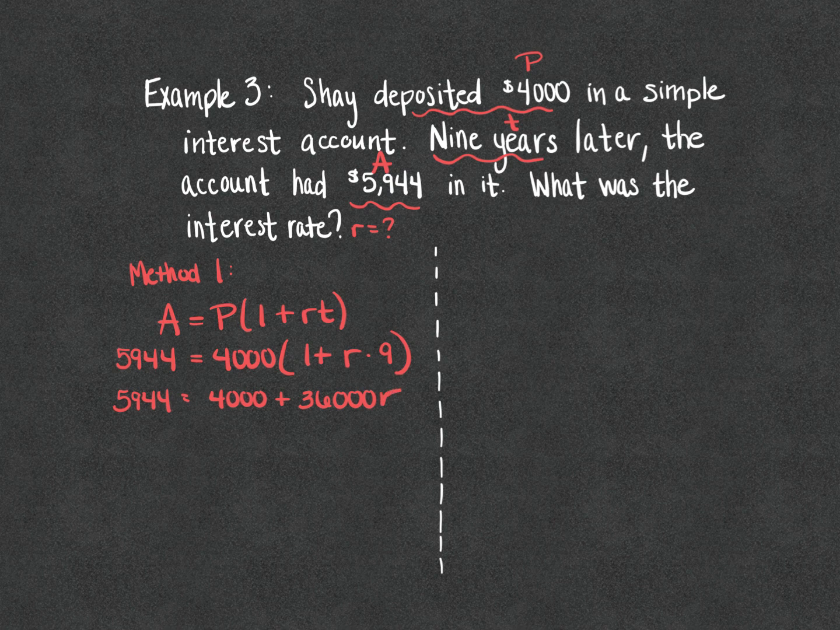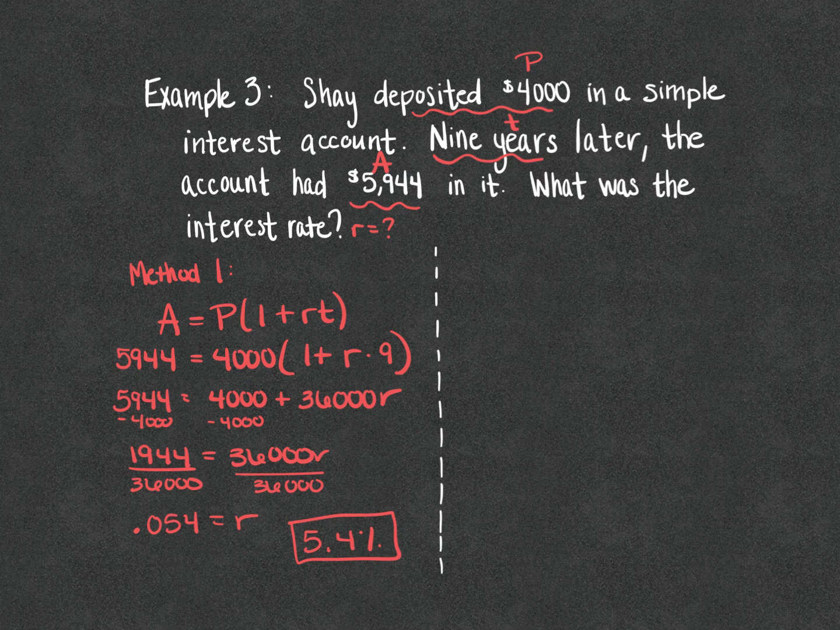Since we want to solve for R, the first thing we want to do is move that 4,000 over to the other side. We will do that with subtraction. And then to get to R, we need to divide by 36,000. So 1944 divided by 36,000 is 0.054. And again, that is the decimal version. When you switch that to percent form, that is 5.4% as the interest rate.